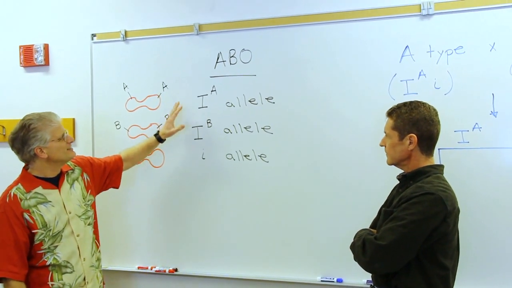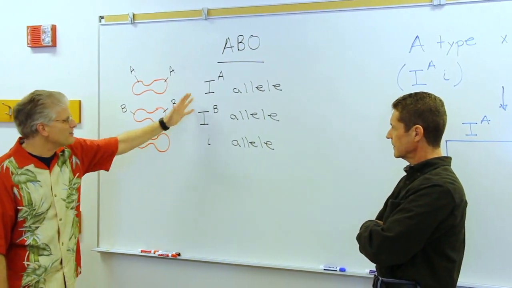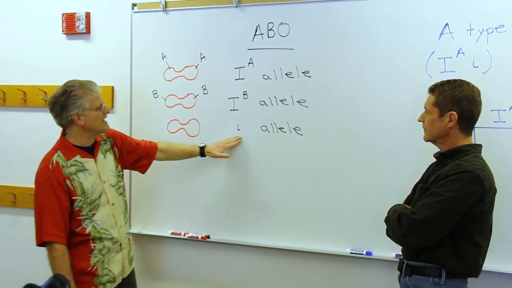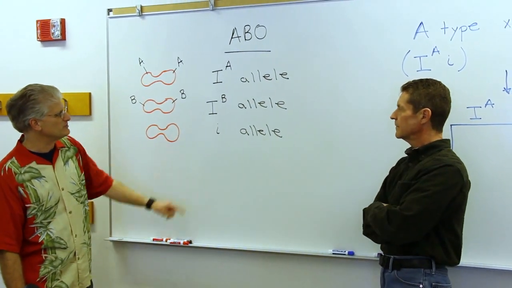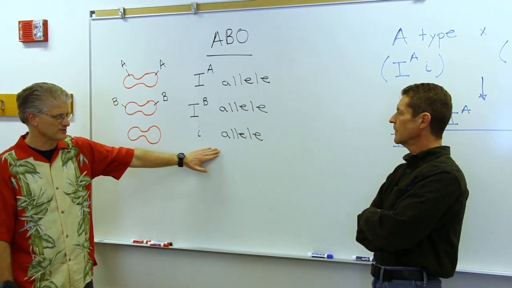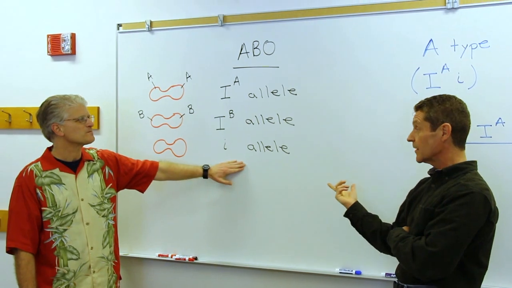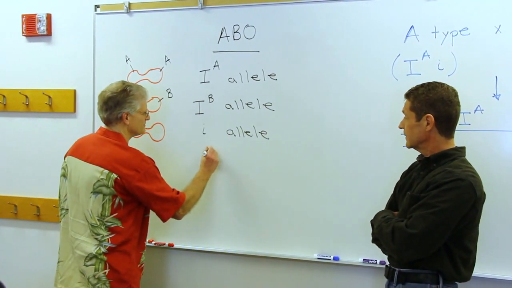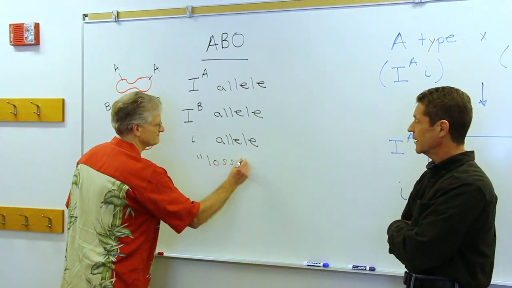So we have the IA, the A allele, the IB, or the B allele, or the little i allele. Start off with the little i allele. The little i allele is a mutation. It's actually a frameshift mutation, and you get no gene product produced. Oh, so this is like the loss of function gene you mentioned in class? Exactly. Nicely stated. Loss of function. Okay, all right.